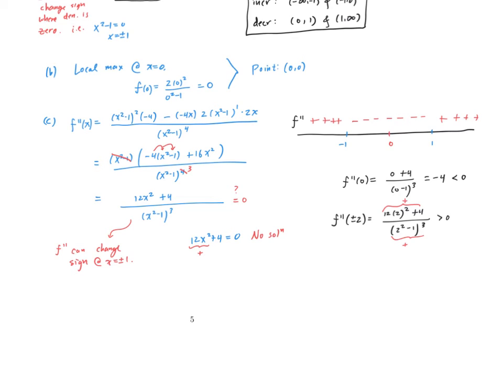And I do want to emphasize that these points plus or minus 1, where the numerator of f double prime equals 0, which were potential locations for f double prime to change sign, made a huge difference in this problem. They did not make a difference in part A, but for part C, they were very impactful. So we do have to be careful to watch out for those values. And now we have our intervals of concavity.